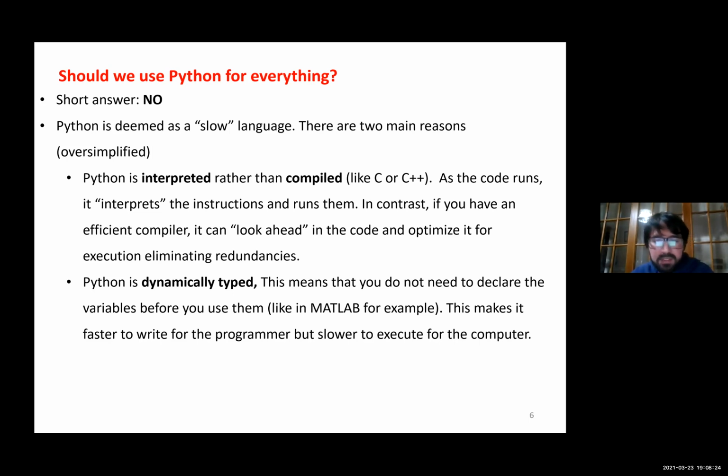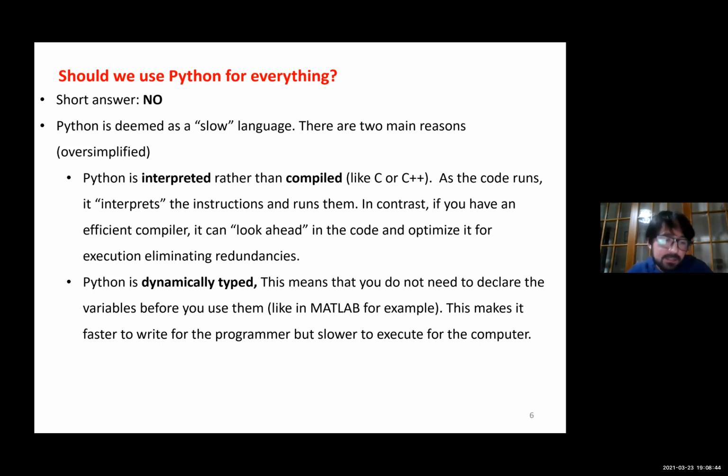Or opposite to how, for example, you do in C++, where you need to specify the type every time you declare a variable. And this makes Python faster to write, because you don't need to think about the type that you're using most of the times. Python will take care of this.